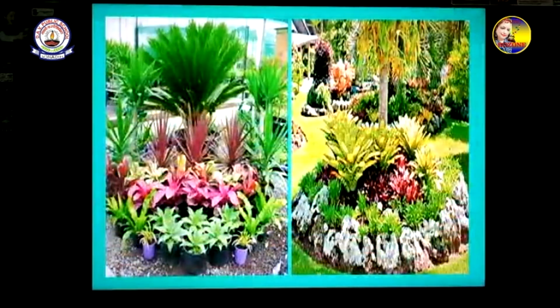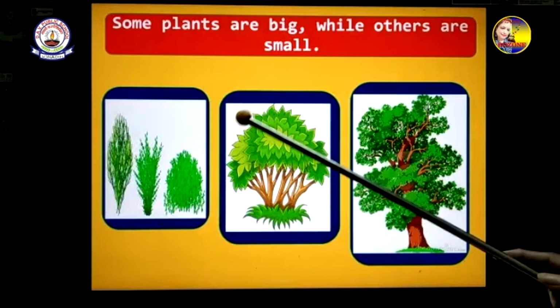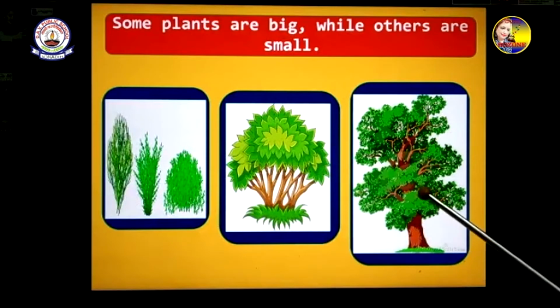See the different types of plants, beautiful ones, lovely ones. People are very fond of planting these in their houses, around the house, in the garden, in flower pots. Some plants are big while some are small. You see, some plants are big while others are small. Big plant, then a little smaller than this very big plant, and then very small plants.